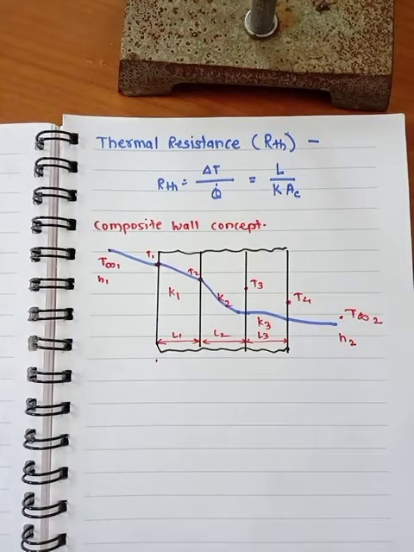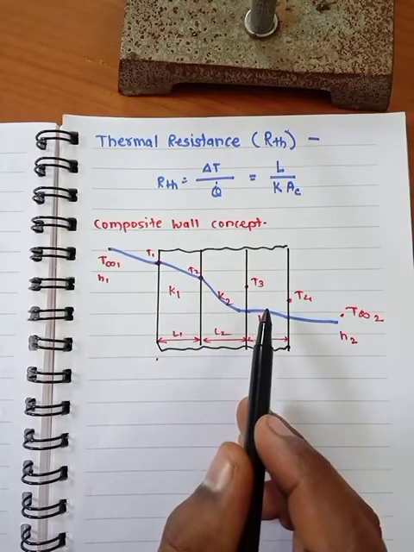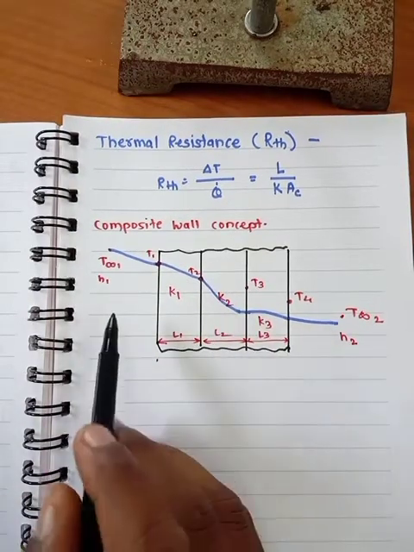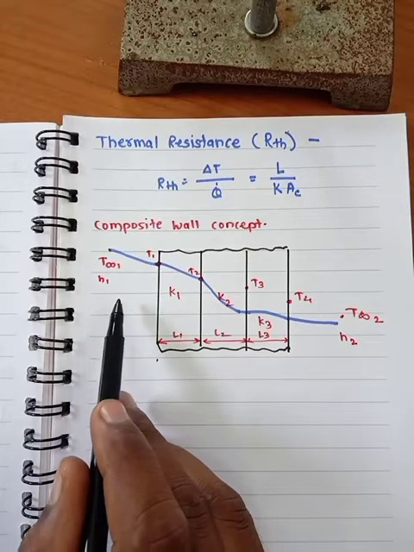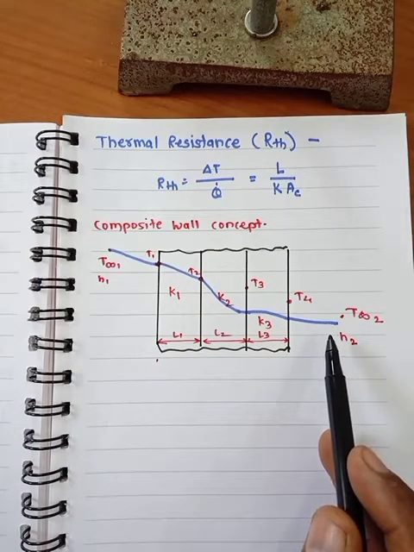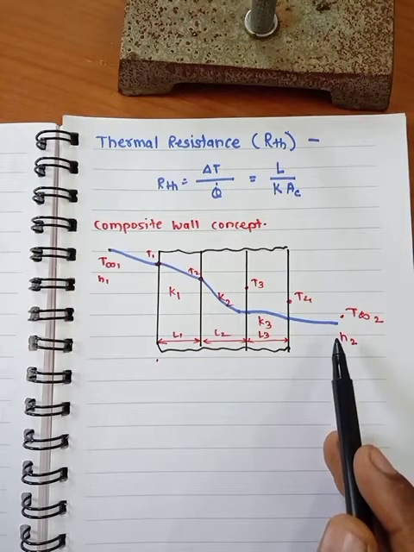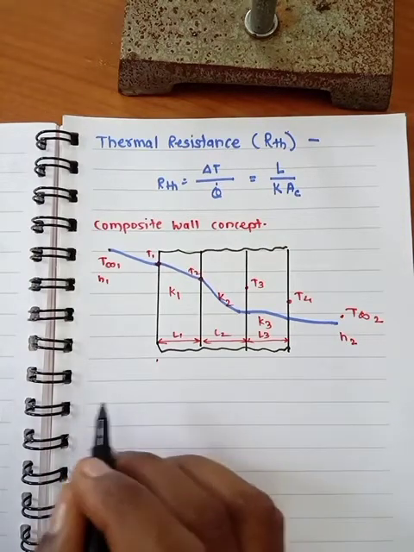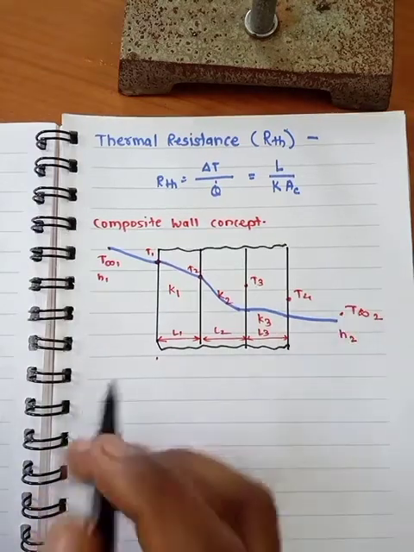Now I will draw a thermal network similar to the electrical network. As you see, we have three layers, which means there are three resistances. Inside there is convective heat transfer, which means there is another resistance, and outside is again heat transfer by convection, which means another thermal resistance. So we have a total of 1, 2, 3, 4 and 5 resistances. So we will draw them here.